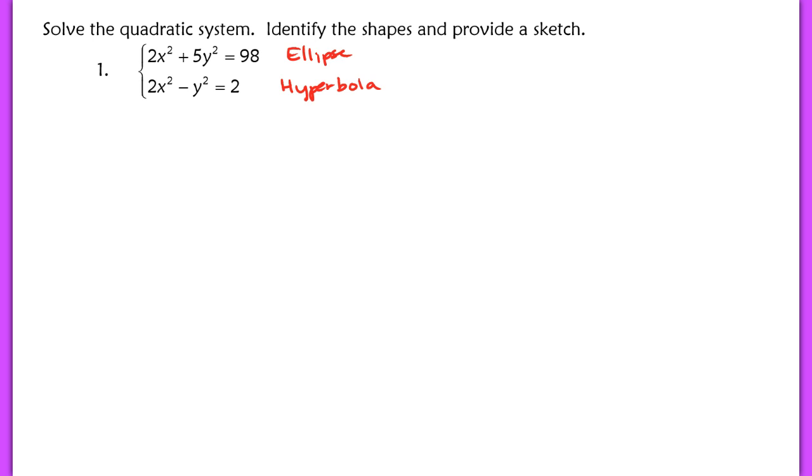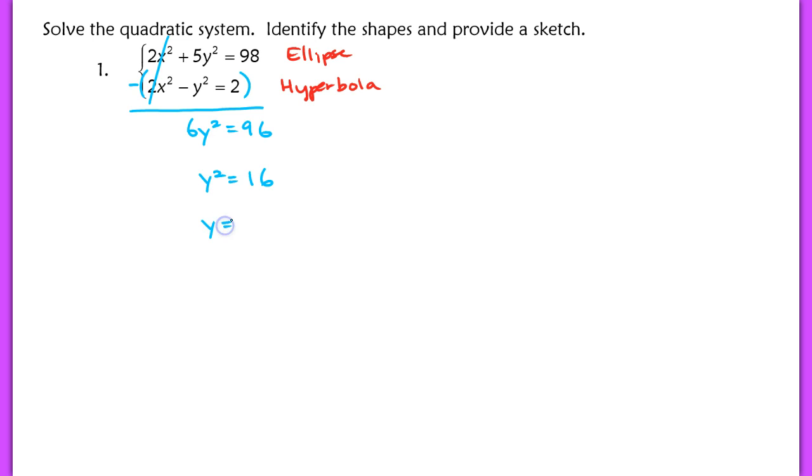Now your two methods are still the same. You can either use substitution or you can use elimination. In this case, I recognize that elimination would be really easy for me here because I can eliminate the x squared term if I just multiply everything in the bottom line by -1. Now when I add these two lines together, those cancel, so 0x squared, and then 5y squared minus a -y squared gives me 6y squared. 98 minus 2 gives me 96. So I end up with y squared equaling 16.